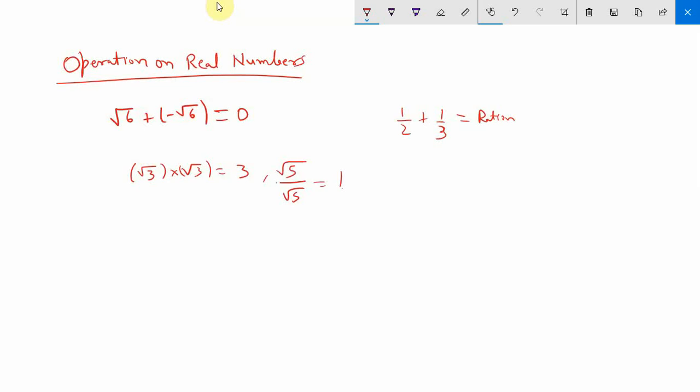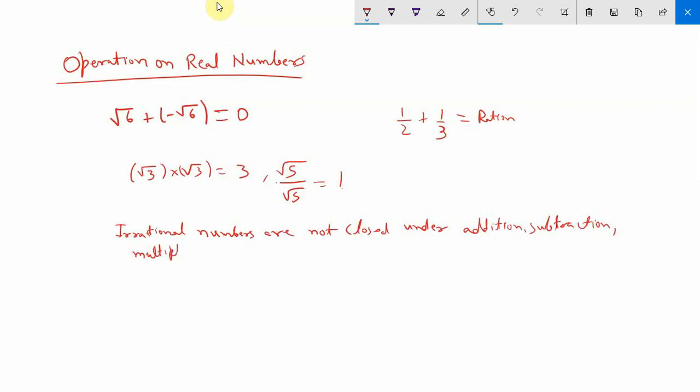So irrational numbers are not closed under addition, subtraction, multiplication and division. Okay.